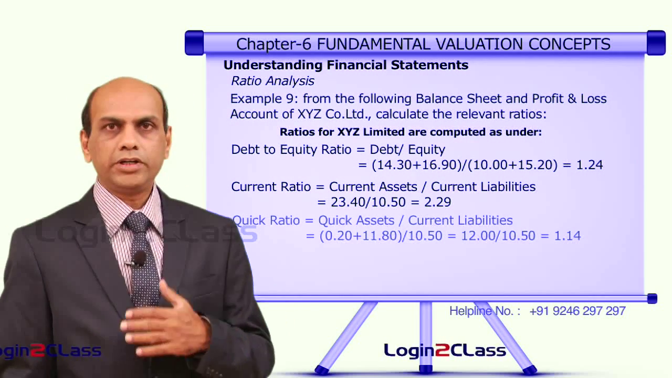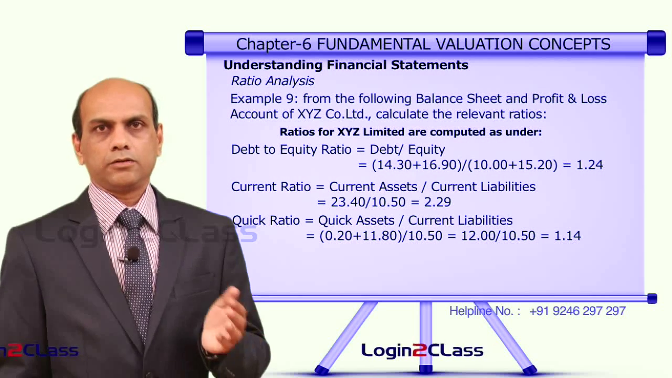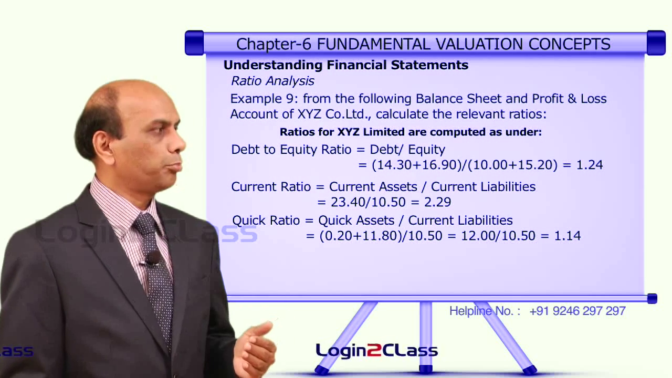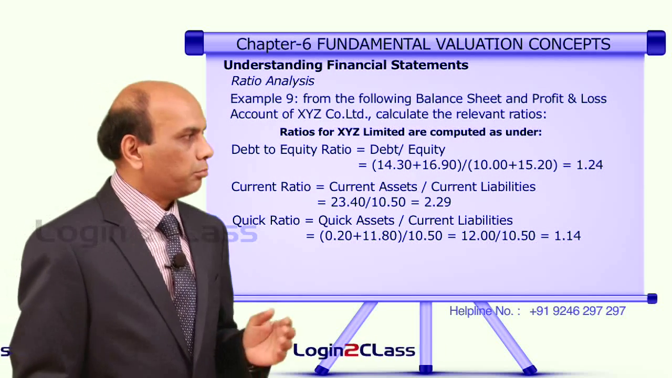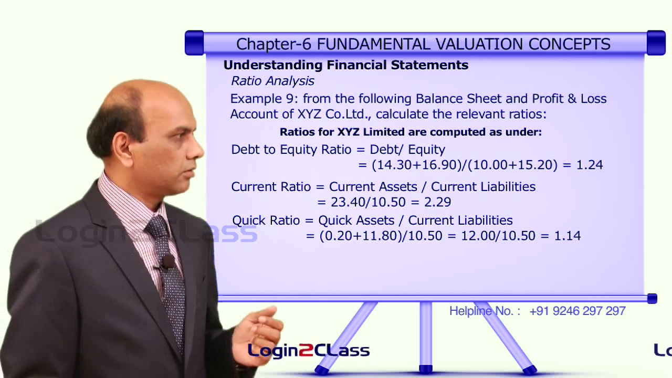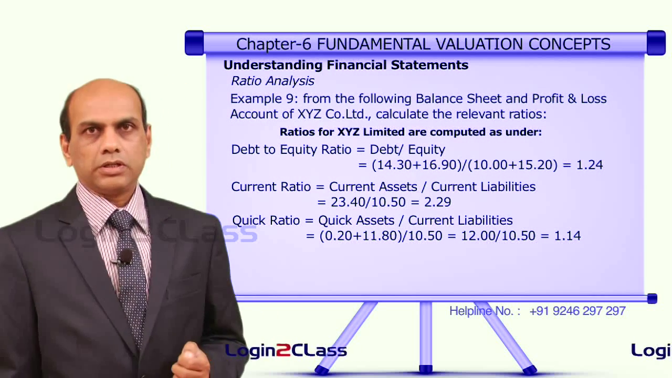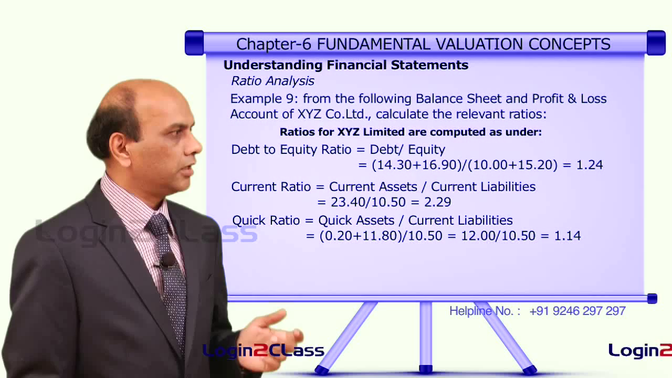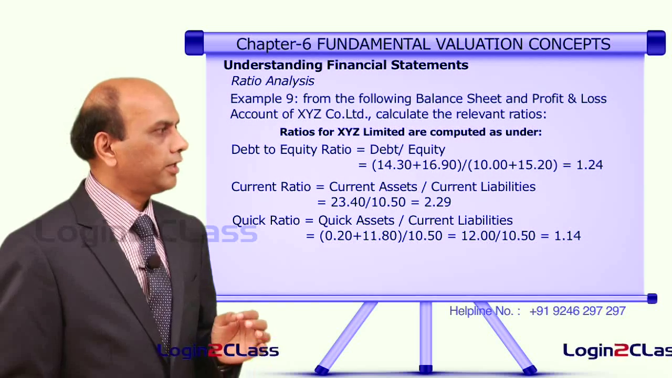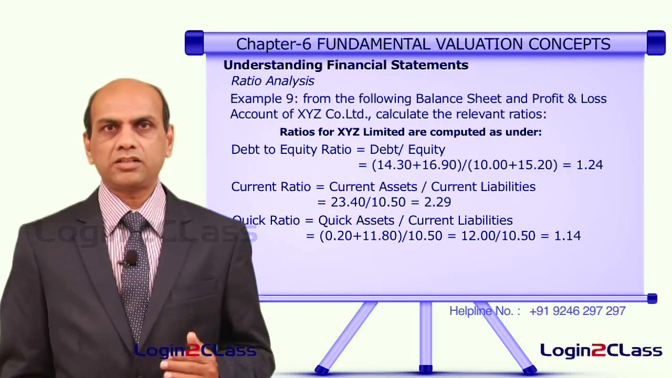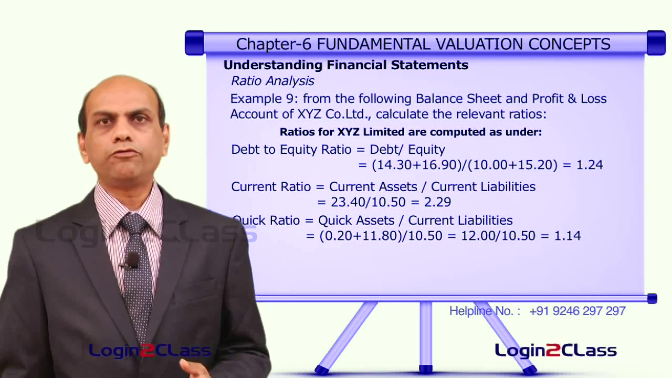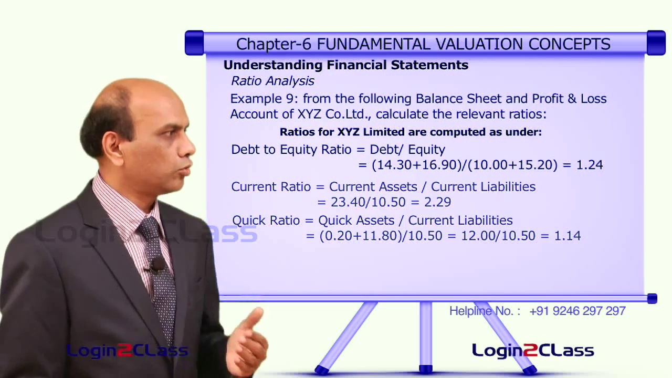The quick ratio: when we take out prepaid expenses and the inventory, the actual current asset value for this particular company, from the balance sheet and profit and loss account, comes to 0.2 plus 11.8, which comes to 12 crores as the current assets, divided by 10.5, which are the current liabilities of the company. This works out to 1.14. So the quick ratio, the acid test ratio, is 1.14. So the quick assets are 1.14 times the current liabilities, which is a good value.